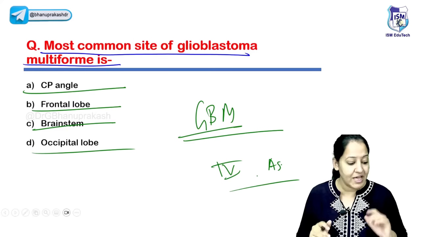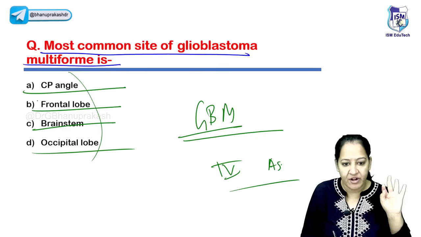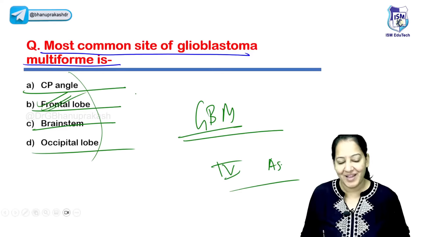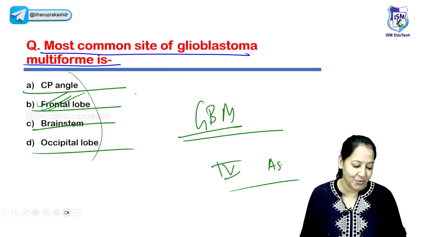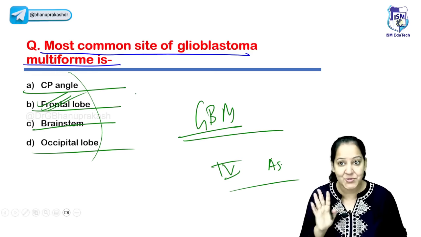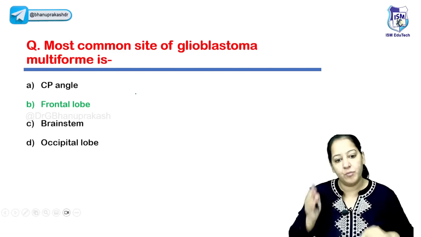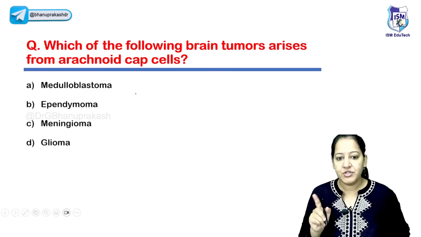Yes, cerebral. So in the cerebrum, where? I told you, frontal and temporal lobe. Among them, the option frontal lobe is there. Go with frontal lobe. No, it's not brainstem, Ayush. I told you it's frontal and temporal lobe. In the notes also, you can see. Okay. In the cerebrum, it's frontal and temporal lobe. Go with frontal lobe. The next question is in front of you.